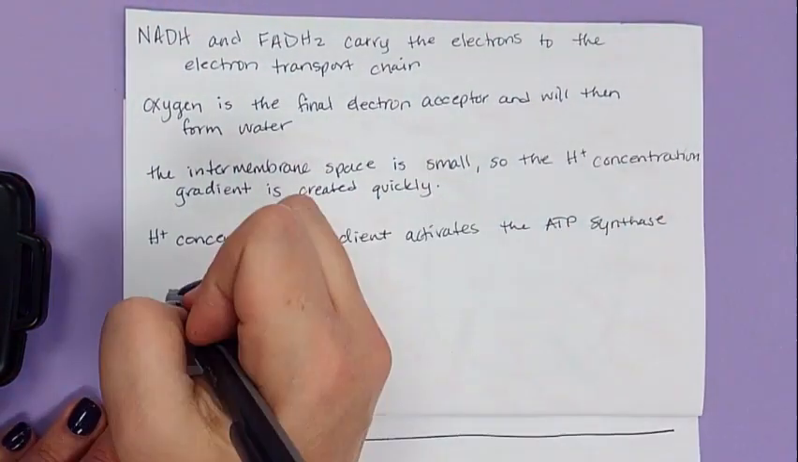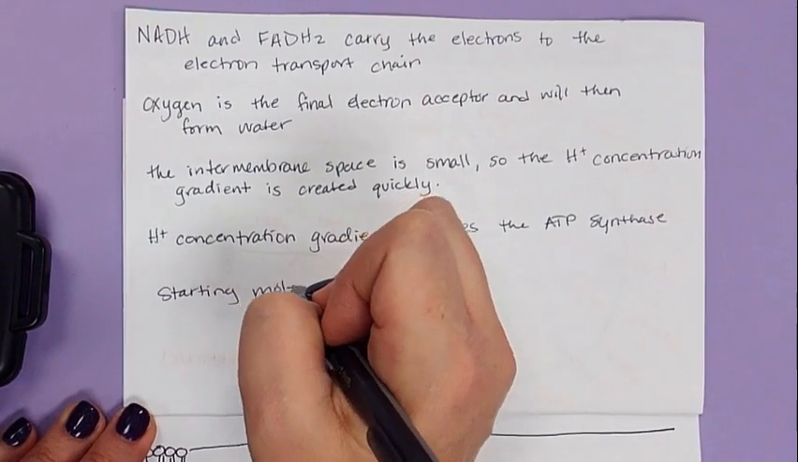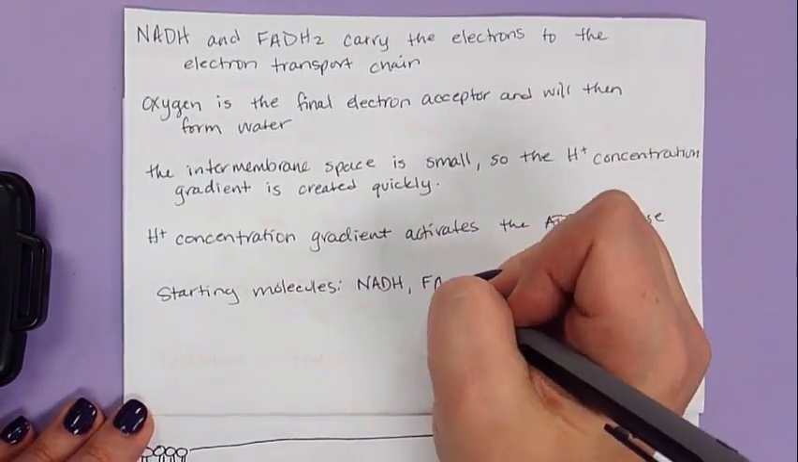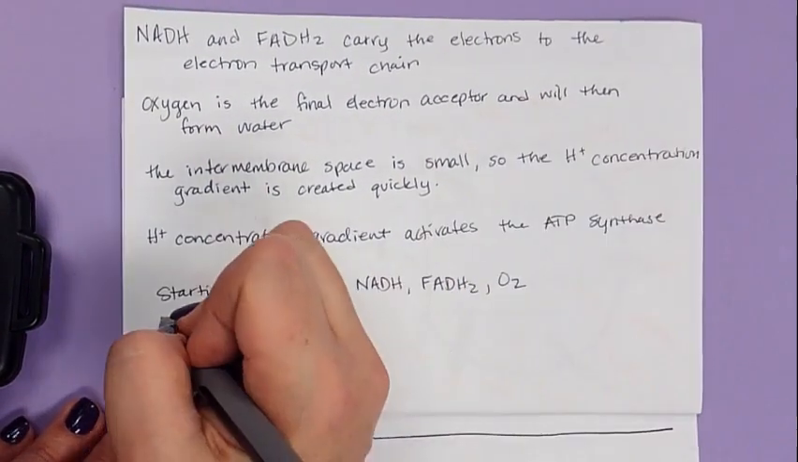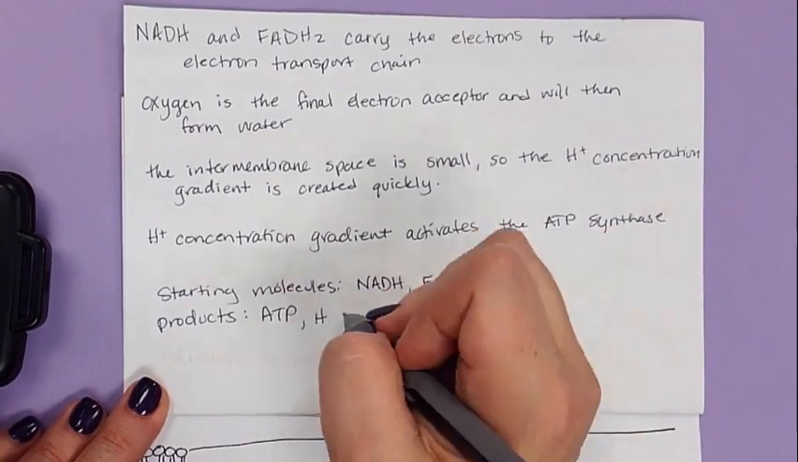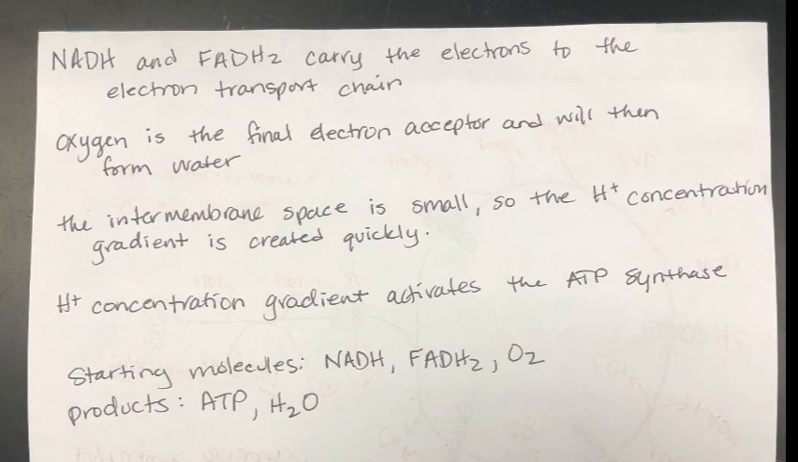We start with NADH that could have come from glycolysis or the citric acid cycle. We start with FADH2, which came from the citric acid cycle. And we start with oxygen, which is just one of our necessary reactants for aerobic cellular respiration. And we make two products. We make ATP and we make H2O.